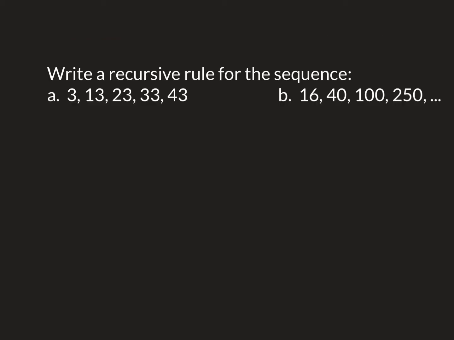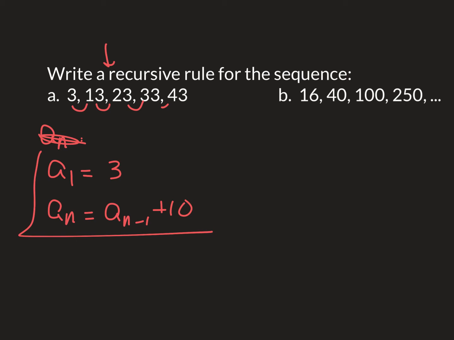Okay, the first one here says write a recursive rule. Remember, rule means leave the n in of the sequence. So here, that's arithmetic. It's going up by 10, up by 10, up by 10. Always tell what the first term is. We're starting with 3. And I'm going to say the next term is the previous term plus 10, because that's d, and it's arithmetic. So that's all you need to do there. That's how you write the recursive rule for an arithmetic.